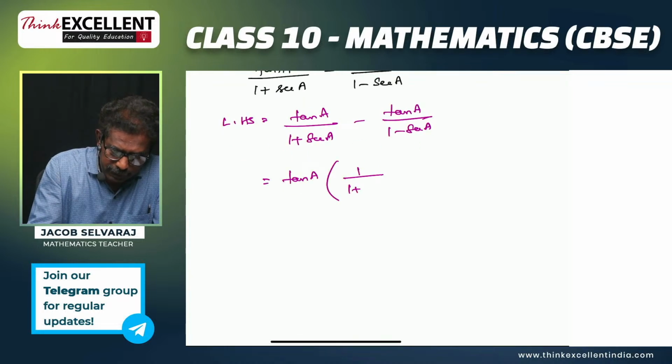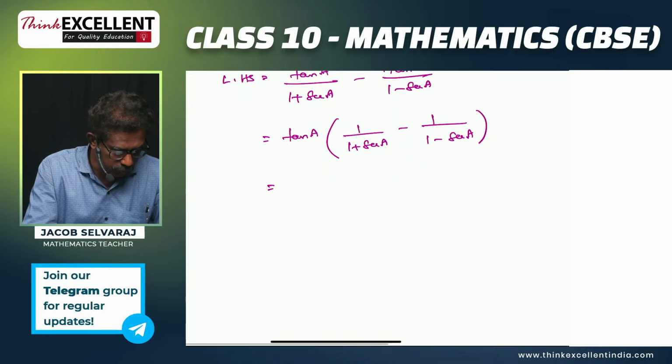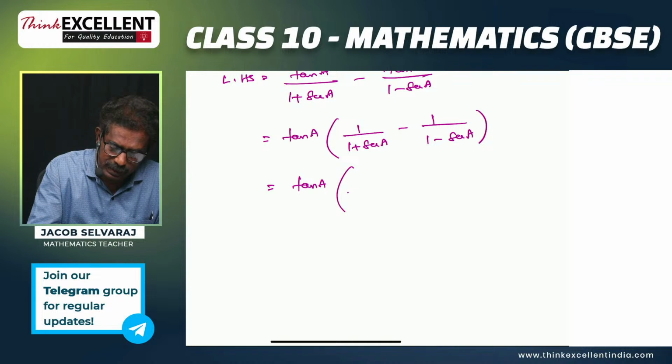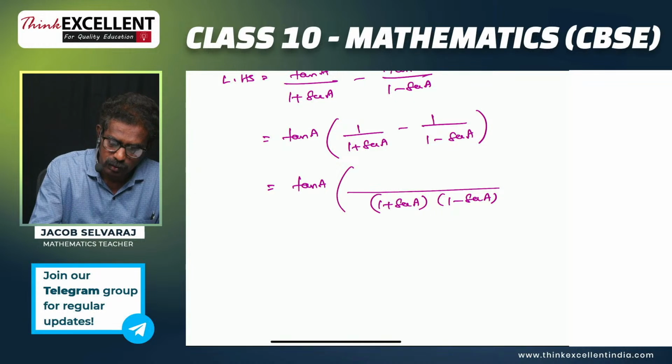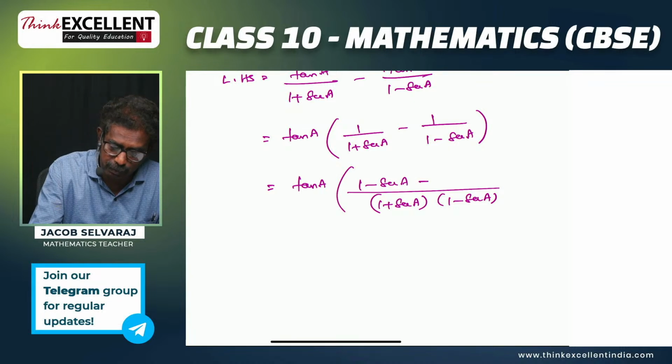1 by 1 plus secant A minus 1 by 1 minus secant A. That is tan A into, take LCM. What is LCM? 1 plus secant A into 1 minus secant A. So this 1 minus secant A minus 1 into this. So both will become minus, right? So you are getting minus 1 minus secant A. Hope you understood.